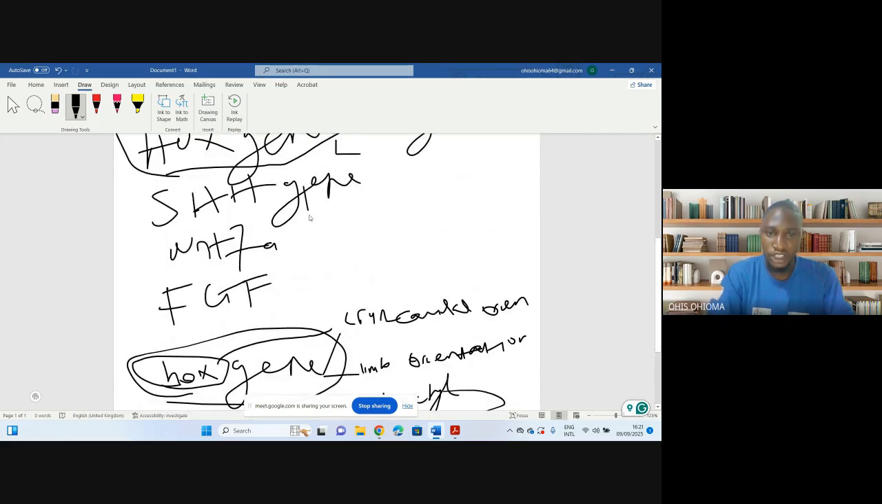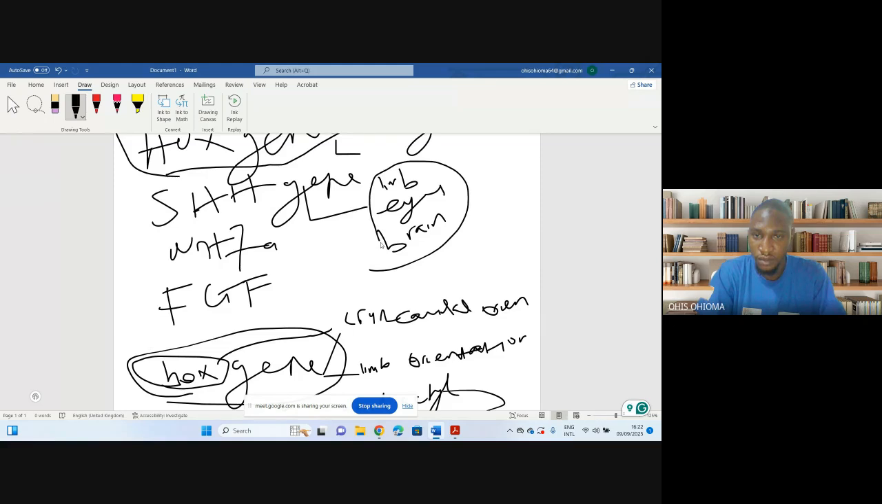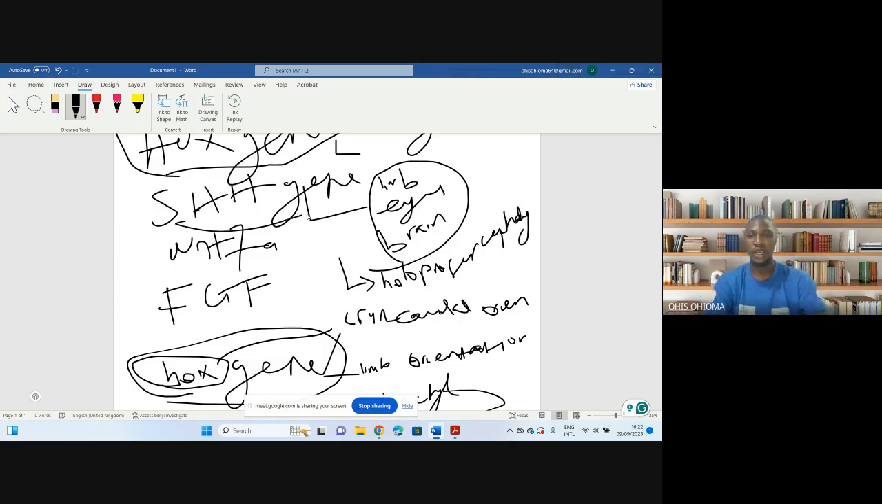For the sonic hedgehog gene, it helps with three things basically. It helps with the limbs, also the eyes, and the brain. It's majorly implicated in these regions. And so a mutation in the sonic hedgehog gene will lead to what we call holoprosencephaly. Sonic hedgehog gene helps with the development of the limb, the eyes, and the brain. And so if there's a mutation in this gene, the patient will have holoprosencephaly.